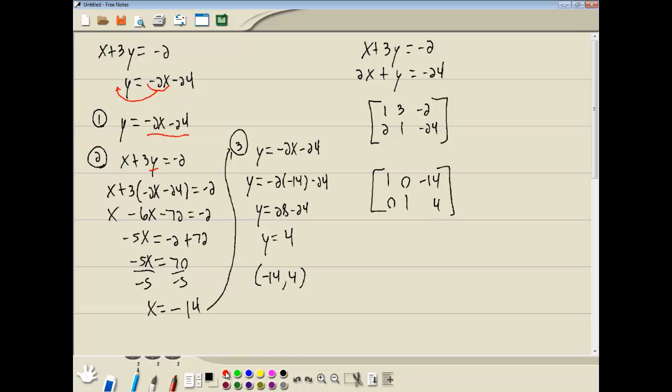Two equations, two variables. Our first 2 by 2 square here should be a diagonal 1, 0, 0, 1, which it is. That means it worked. This is x and this is y. So our answer will be negative 14, 4.